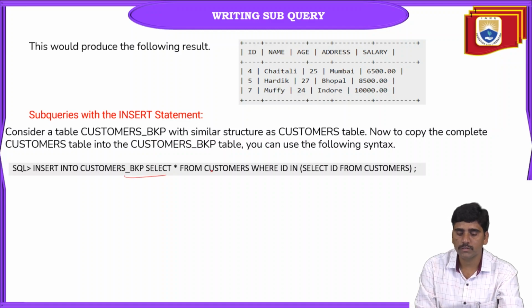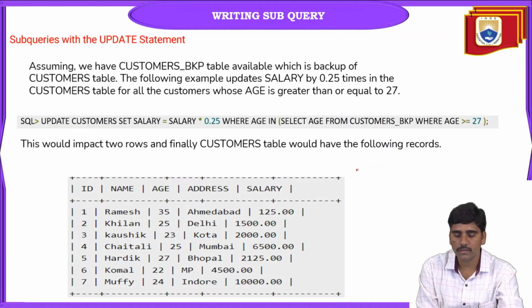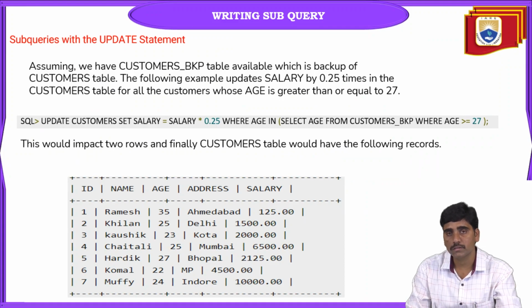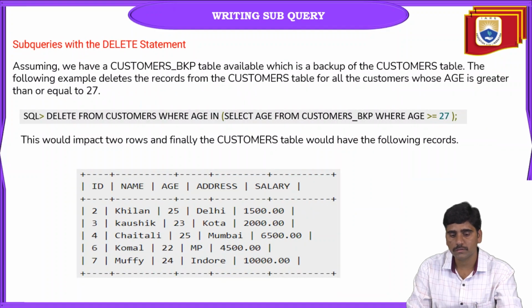And here, subqueries with the insert statement. Consider the table customers underscore BKP, select star from customers where ID from customers. And similarly, select with the update statement, where you need to update the values. And select with the delete statement.